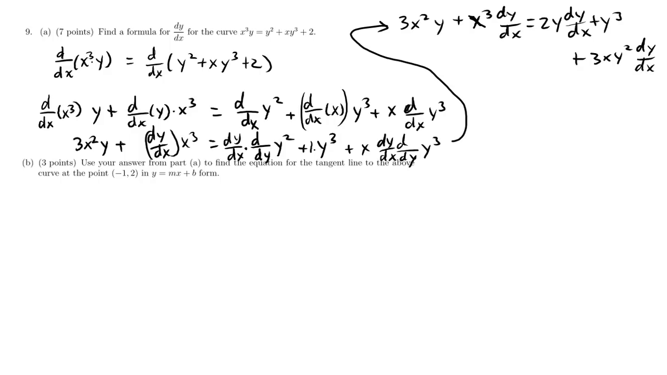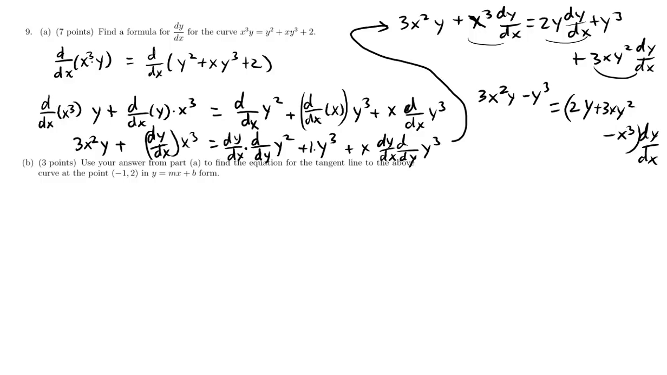Now the trick is to move to one side everything that has dy/dx, and then move to the other side everything that doesn't have dy/dx. So y cubed, let's move it over to the left, so you have 3x squared y minus y cubed equal to 2y plus 3xy squared minus x cubed, all of them times dy/dx. That's what you have on the right side.